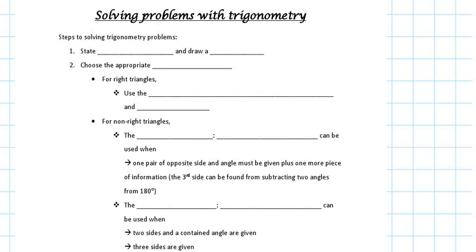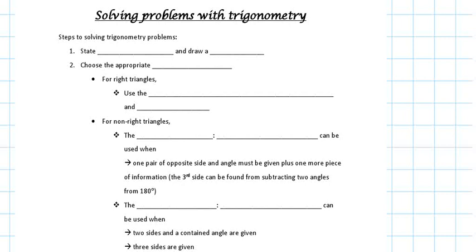Solving problems with trigonometry. In this case, we are now going to be told what to use. So we're going to have to read the question, draw a picture, see what's given to us, and then decide what trig we're going to use. Is it the primary trig ratios? Is it going to be the sine law? Is it going to be the cosine law? It all depends on what is given to us.